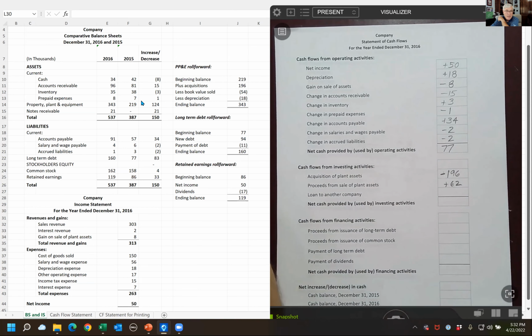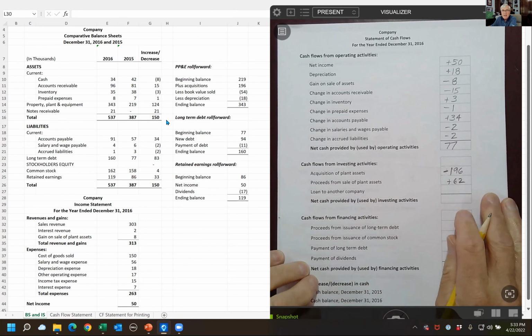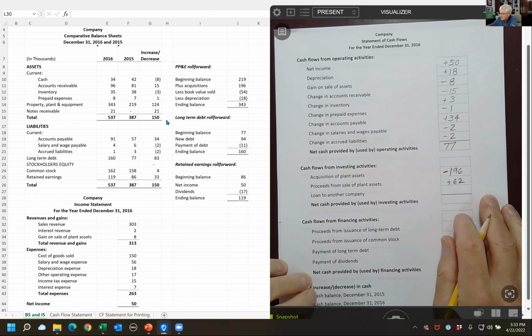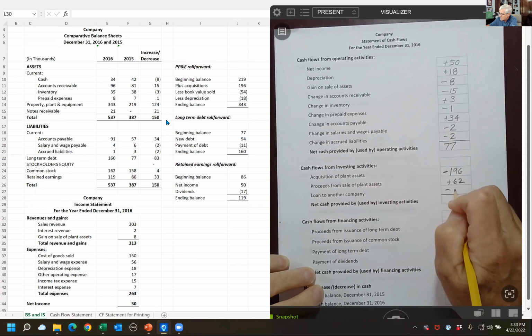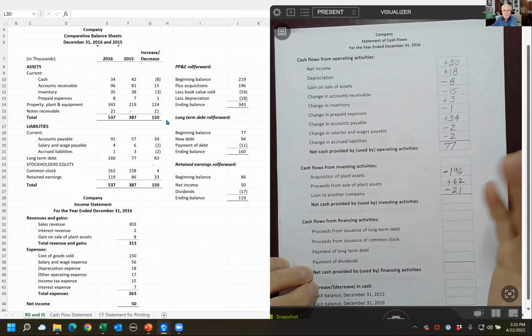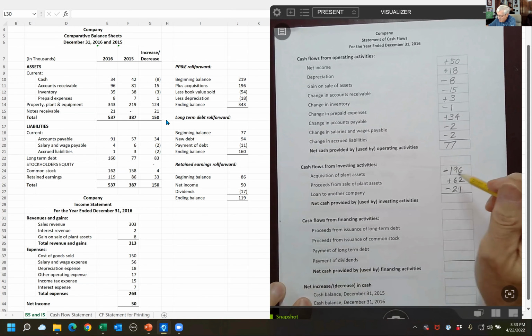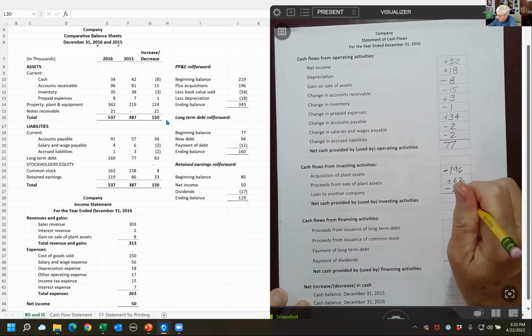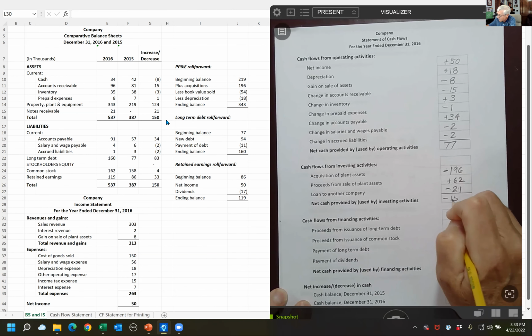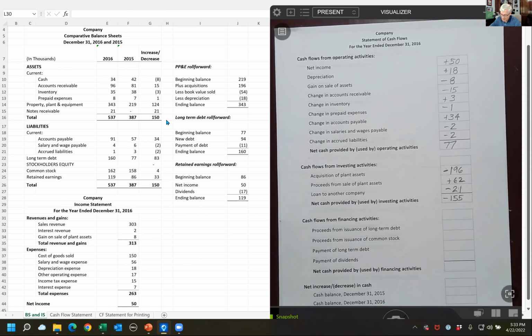Loan to another company. Well, look at this. Notes receivable went up from 0 to 21,000. So we went and loaned someone $21,000 of our money. I don't know why we did that, but I hope they pay us. So that's going to be a minus 21 because we gave them cash. Again, you can check yourself. Assets are up by 21, opposite direction, minus 21. So minus 196 plus 62 minus 21, minus 155. Oh, I got the wrong answer.